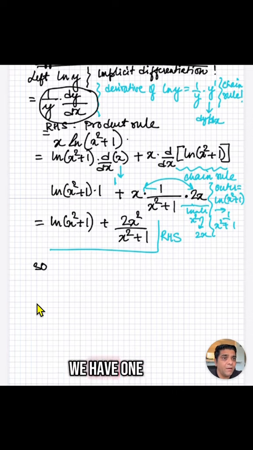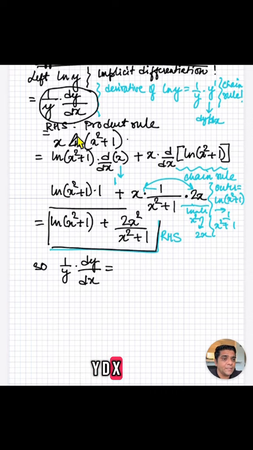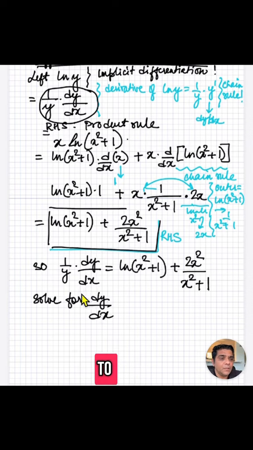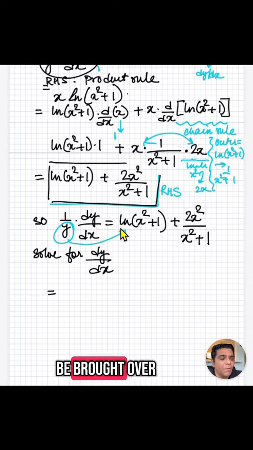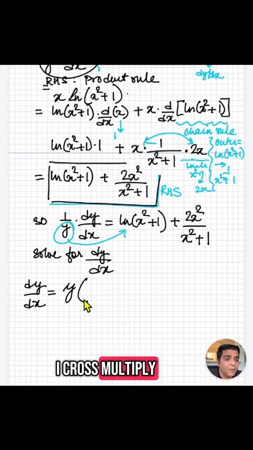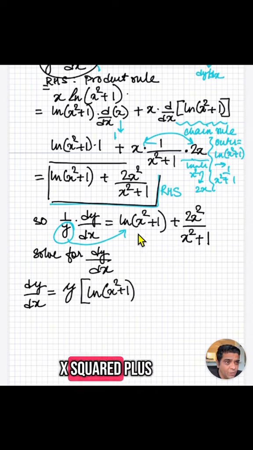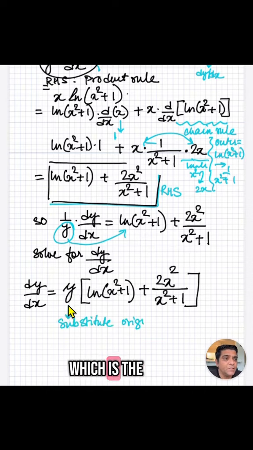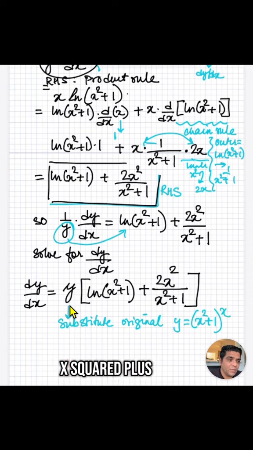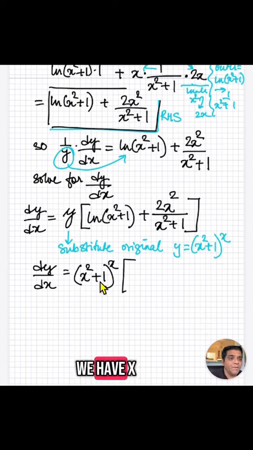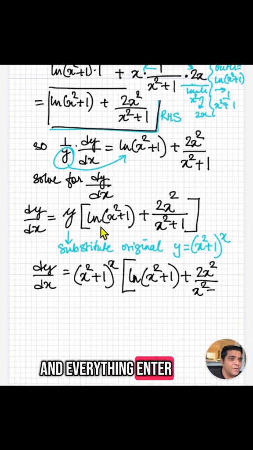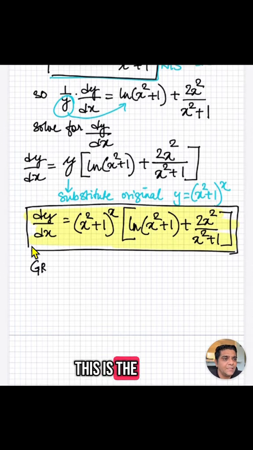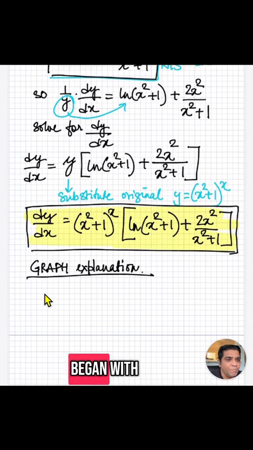On the left, we have 1 over y times dy/dx. So now we want to solve for dy/dx, to get y prime. So y can be brought over to the other side. I'll cross multiply, and then we're going to write the rest of it: ln(x squared plus 1) plus 2x squared divided by (x squared plus 1). Now let's substitute the y, which is the original function, y equals (x squared plus 1) to the power of x. So when we substitute that, we have (x squared plus 1) to the power of x and everything inside right here that we just spoke of. So this is our final dy/dx. This is the derivative of that function that we began with.